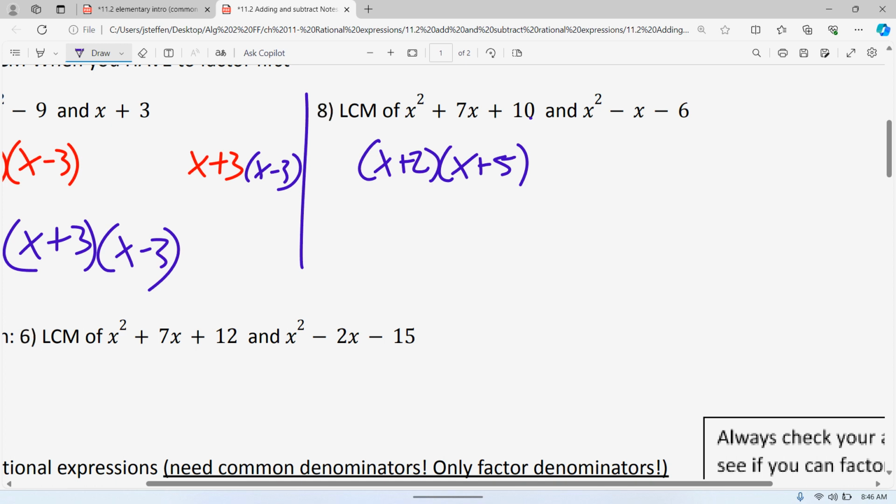Factors of negative 6 that add up to be negative 1. That is x minus 3 times x plus 2, I think. Double check. 2 times negative 3 is negative 6. Negative 3 plus 2 is negative 1. Perfect.